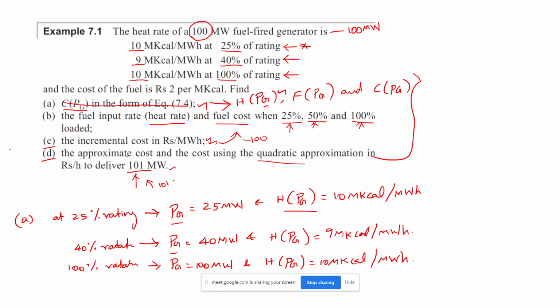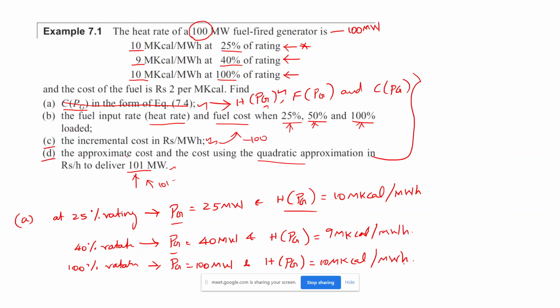And B, C, D are the same. We are going to find out B, C, D questions are the same, only A is changed. We are not going to find out only CPG, but obviously to find out the CPG we need HPG and FPG also. So to make you understand very clearly, I have written it like this.